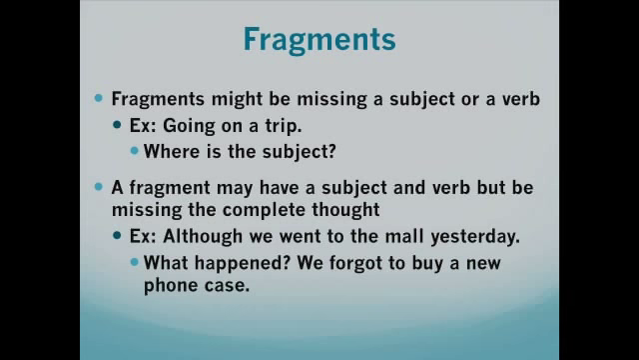So those are fragments. And again, they can just be missing a subject or a verb in a phrase or a clause like we have with going on a trip, or they could be missing a complete thought. The second one is clearly a complete thought. We have we as the subject, went is our verb, and then to the mall is one of those good old objects in there. So we've got what looks like a sentence, but it's not because it's missing the complete thought.